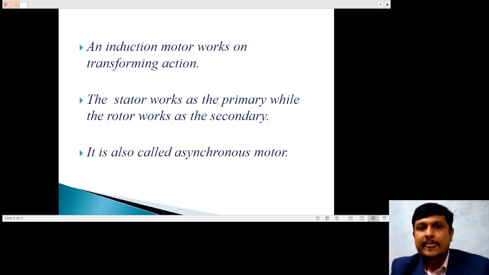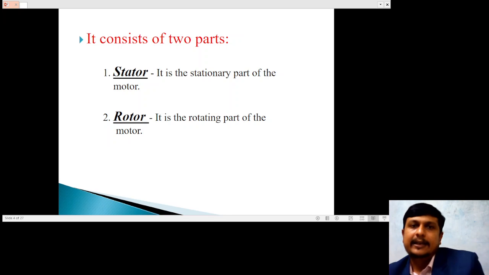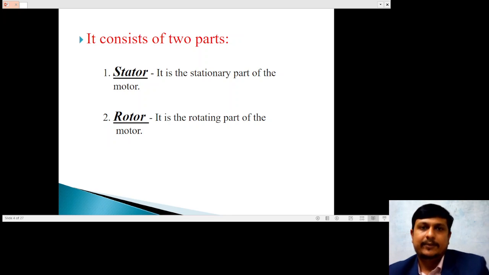And the third point written is that it is also called an asynchronous motor. In a simplified manner, asynchronous means the speed of the rotor is not synchronized with the speed of the stator magnetic flux. That's why it is called an asynchronous motor.